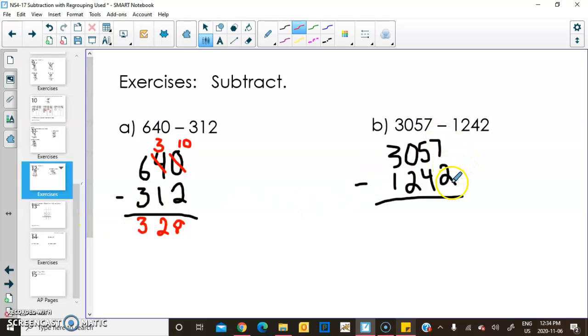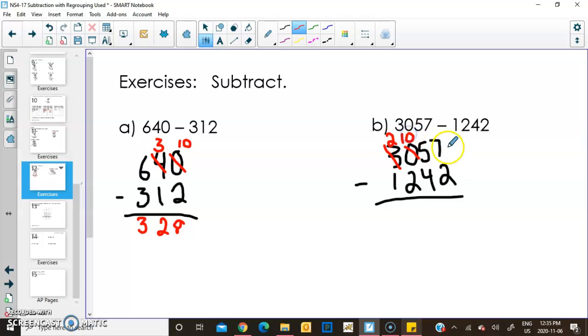Okay? So look in the ones place value. If I have 7 cookies, can I give 2 away? Yes. Now let's look at the tens. If I have 5 cookies, can I give 4 away? Yes. Okay, now let's look at the hundreds place value. If I have 0 cookies, can I give 2 away? No. So now I need to regroup 1,000 as 10 hundreds. Okay, so 3 thousands minus 1,000 equals 2. Good. And 10 hundreds plus 0 hundreds equals 10.